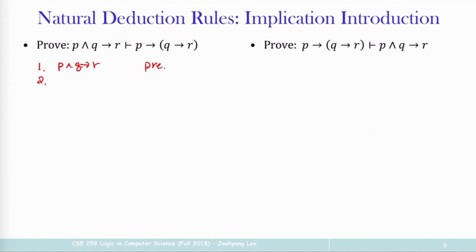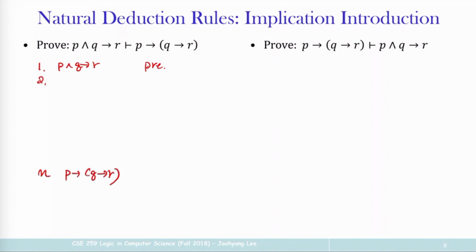Oh, I can write line N, right? Which is the conclusion. Okay. Now, if you look at the one on the right-hand side, it's actually the opposite direction.